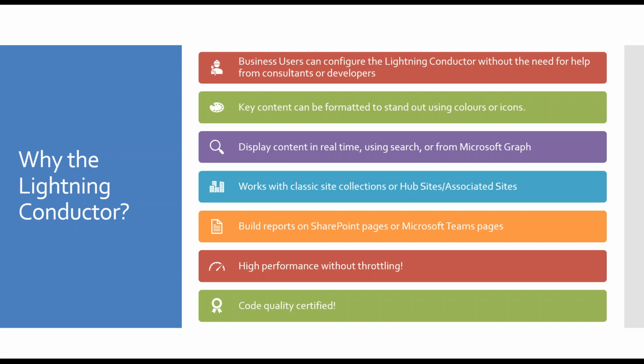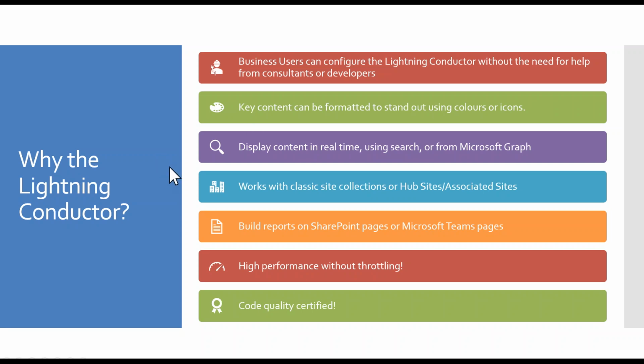You can get content in real time or by using search for performance, or you can also use Microsoft Graph to bring content in from outside of SharePoint, which includes the rest of Office 365. You can work with classic site collections. You can also work with hub sites and associated sites. So that's a really powerful thing to do, is to put the Lightning Connector on a hub site and aggregate the content from all of the associated sites to that hub site. And again, that's very, very simple. We can get there within just a few clicks. You can build the reports on SharePoint pages or Microsoft Teams pages, as I mentioned.